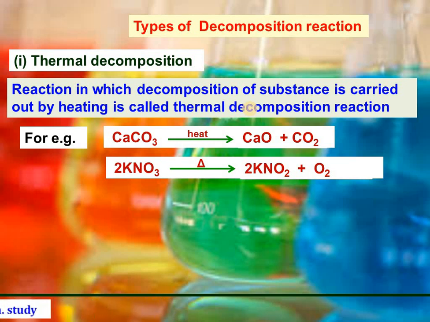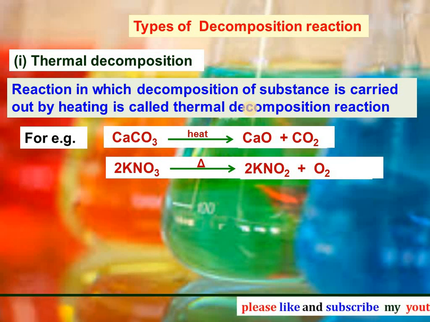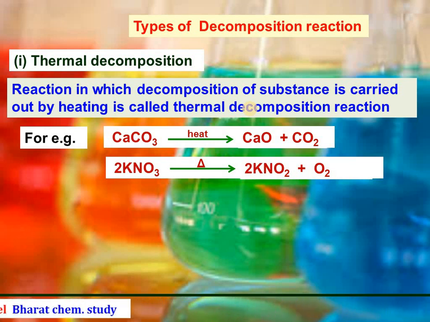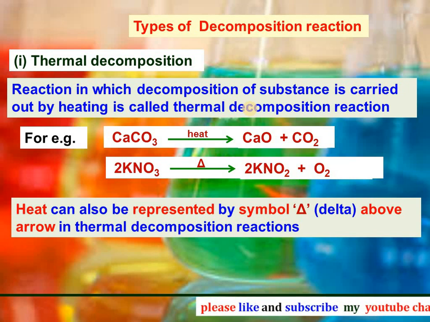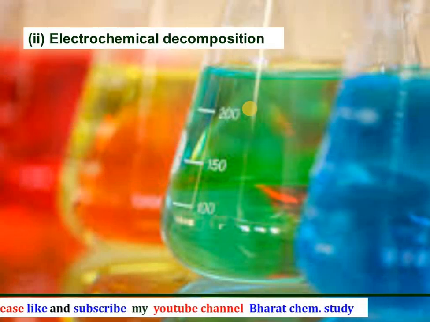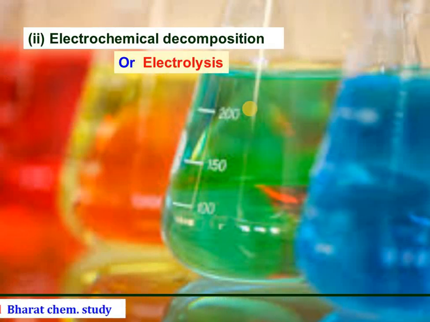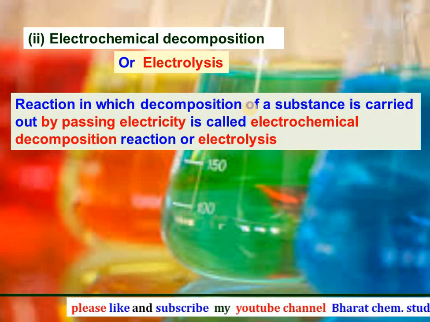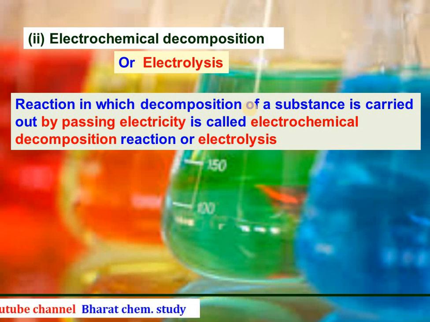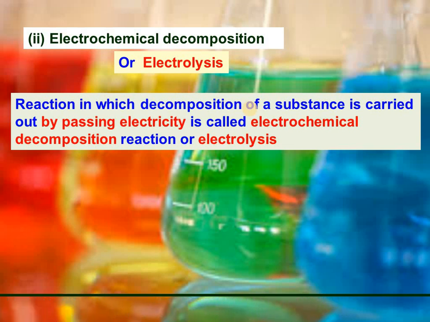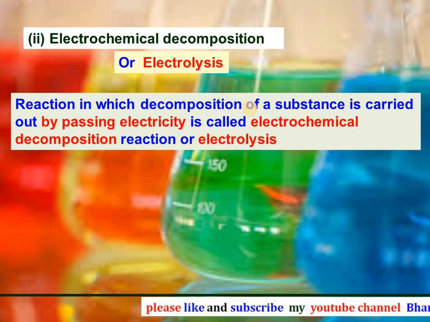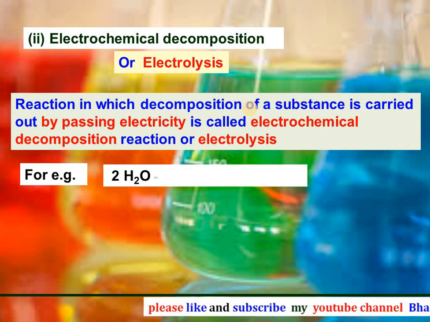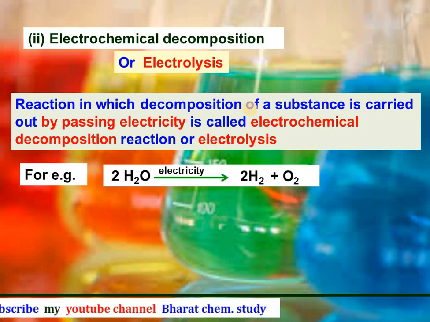Here one more thing to remember is that heat can be represented by writing heat over the arrow, or it can be represented by a triangle or delta symbol in thermal decomposition reactions. Now, electrochemical decomposition or electrolysis. The reaction in which decomposition of a substance is carried out by passing electricity is called an electrochemical decomposition reaction or electrolysis. For example, water decomposes only on passing electricity to give hydrogen and oxygen.